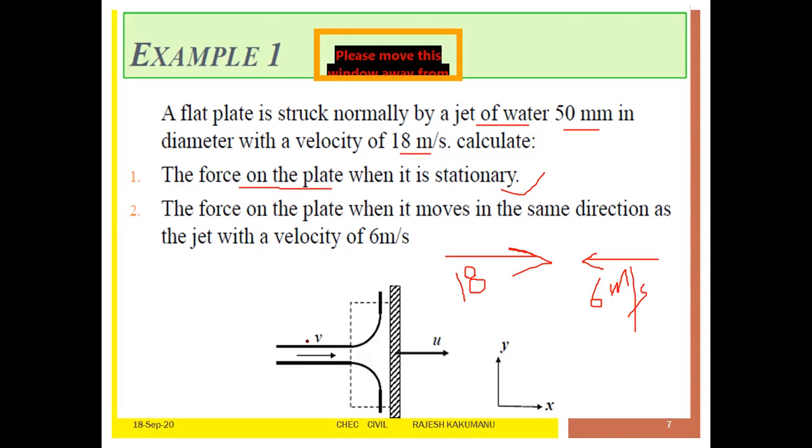Now draw the diagram. The velocity of the jet is V, moving in the opposite direction. So this is a stationary plate which is facing the front of the water jet.